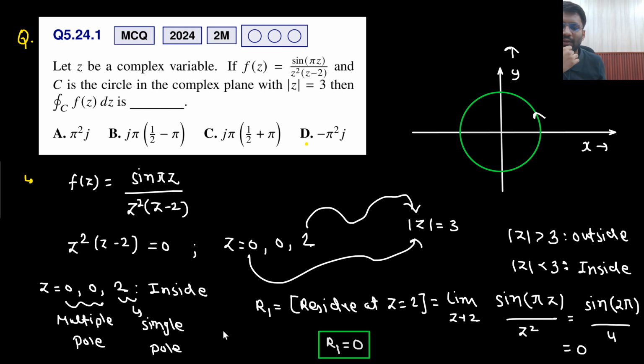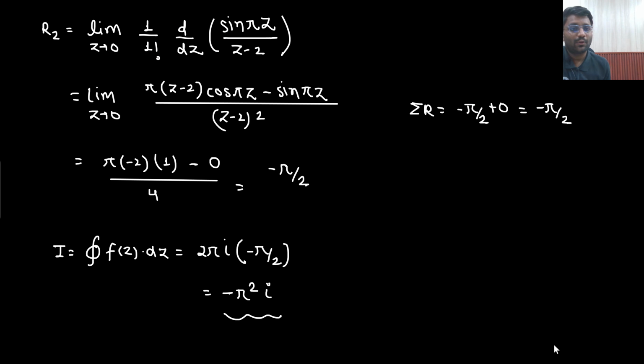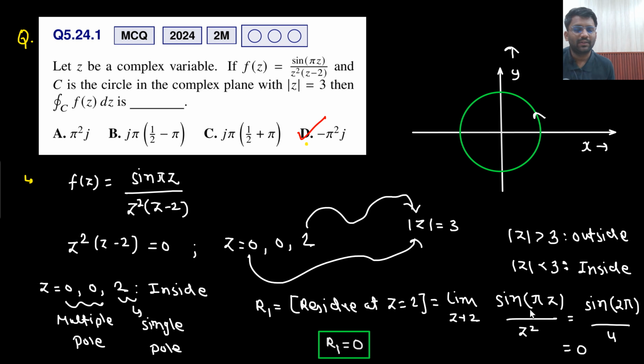So I will click on option D, but again I will read the question: C is the circle in the complex plane with mod z equals 3. Then yes, it is not complete. It should have been a complete question. The encirclement should have been mentioned. It should be anti-clockwise. They did not give it, because then the answer would have been A if it is clockwise. Although by default we always take anti-clockwise.